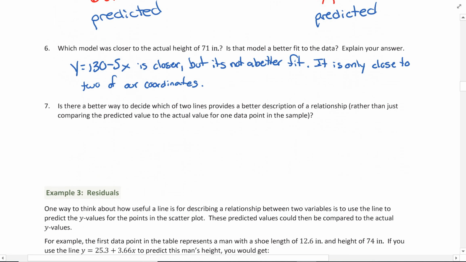So, again, is there a better way to decide which of the 2 lines provides a better description of the relationship rather than comparing the predicted value to the actual value for one data point in the sample? Yeah. Don't just use one data point. Use all data points. Or graph them. And look.